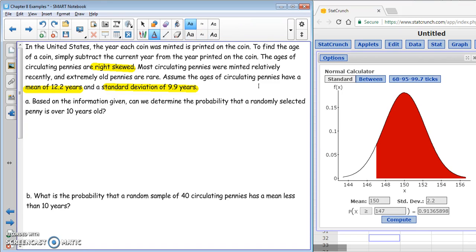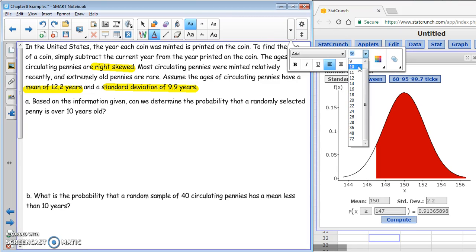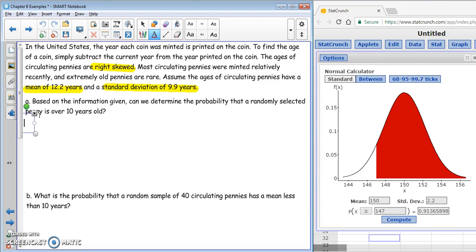Right? So we have to think about the conditions of whether it's normal or not. If we look at the population, we know that it's right skewed. We don't know anything about a sample size at this point. Since it's right skewed, we haven't learned any methods to determine the probability. So we cannot determine the probability because the population is not normally distributed, it's right skewed.